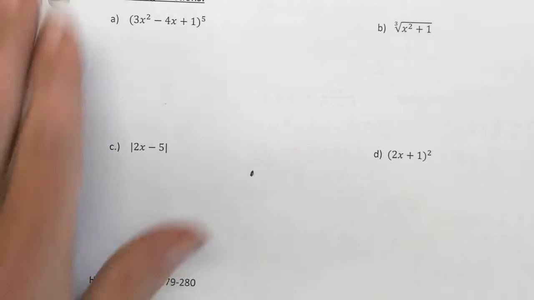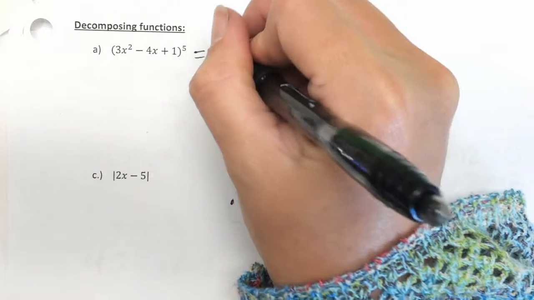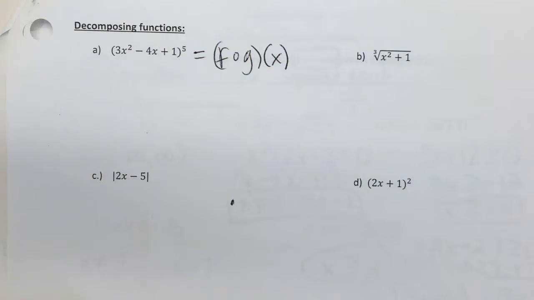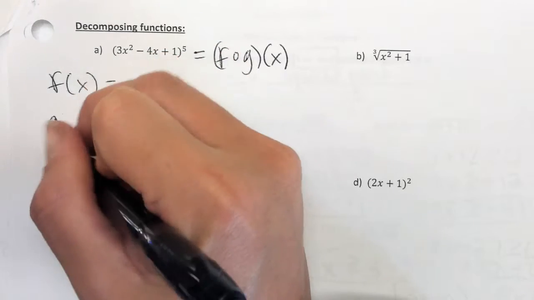Alright, flip it over. So we've talked about composing functions, plugging one function into another. Now we're going to talk about decomposing functions, so undoing it. So imagine this is f of g of x. We have to figure out what is f of x, what is g of x?